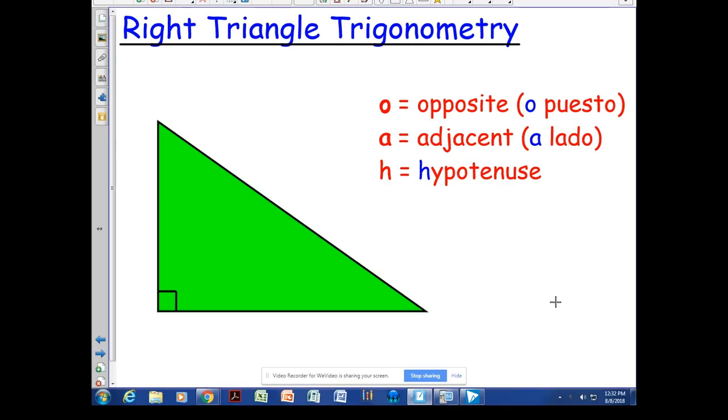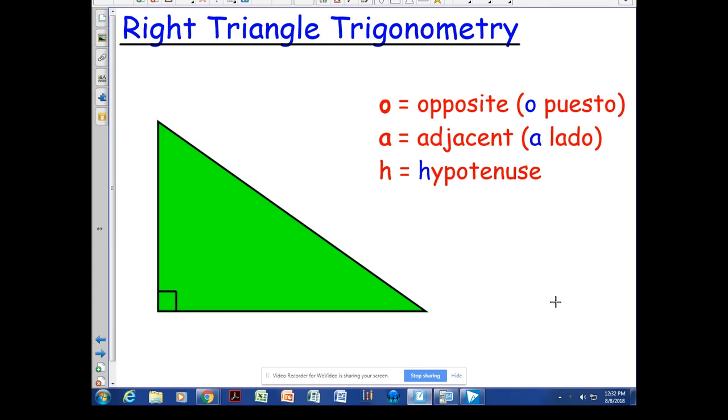Here are some of the basic skills of right triangle trigonometry. One of the first and most important parts of right triangle trigonometry is correctly labeling all three sides with the letters O, A, and H.